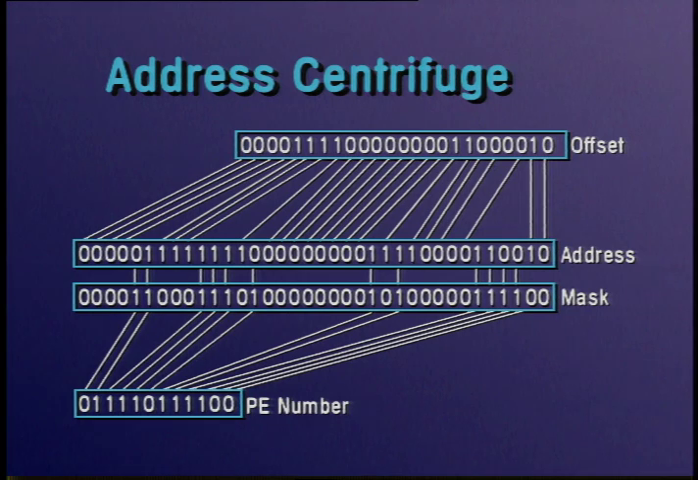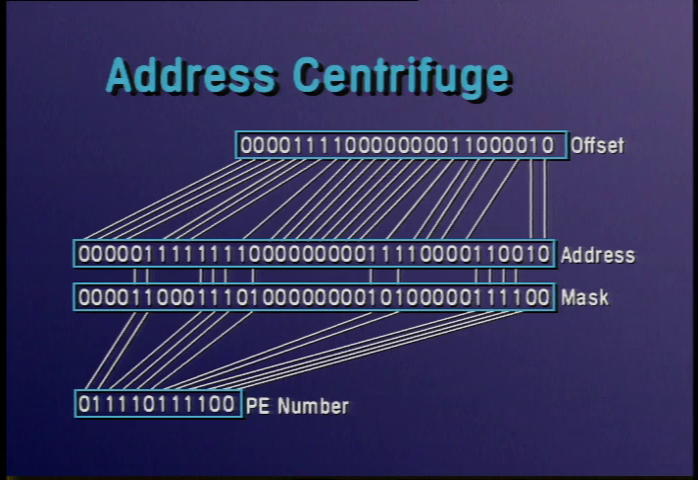The centrifuge in T3D is controlled by a mask that indicates which bits are PE number. Any place a 1 is set in the mask, the address is interpreted to be a PE number. Any place a 0 is in the mask, the address is interpreted as an offset. The output of the centrifuge is a separated PE number and offset that is used to make a memory reference. Note that bits in the mask do not even need to be contiguous. This permits precise control of the distribution of individual dimensions of multidimensional data arrays.